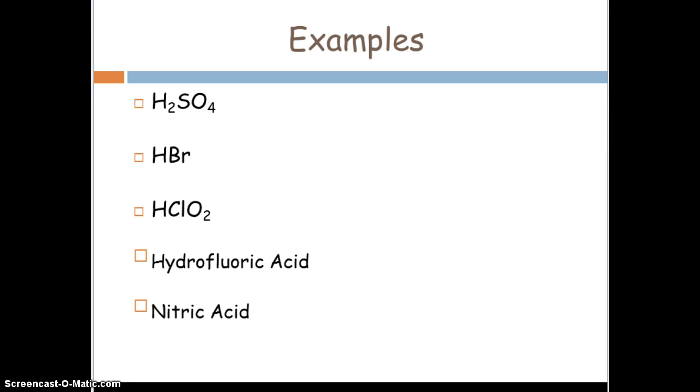Okay, that was a little over a minute, but let's stick with it here. In this first acid that we're looking at, this is sulfate, ATE. If it ends in ate, that means the acid must end in ic. So this becomes sulfuric acid, right? Because this ends in ate, the acid ends in ic.